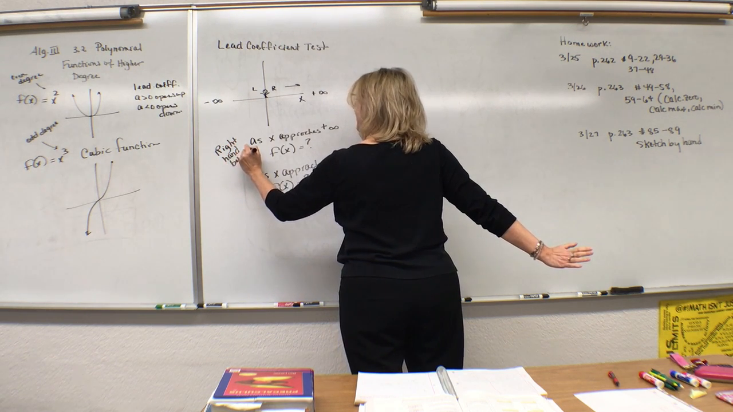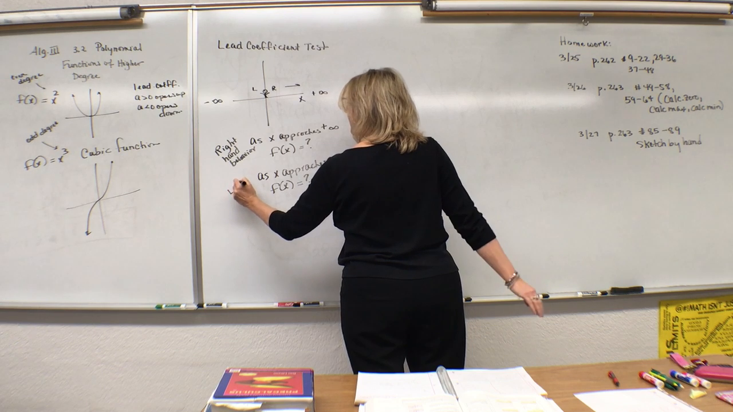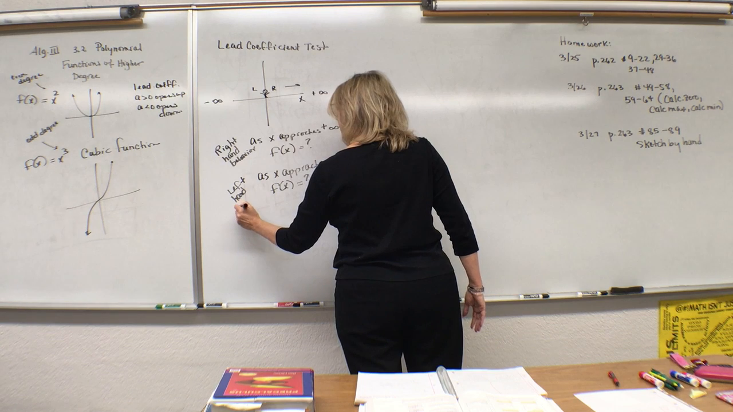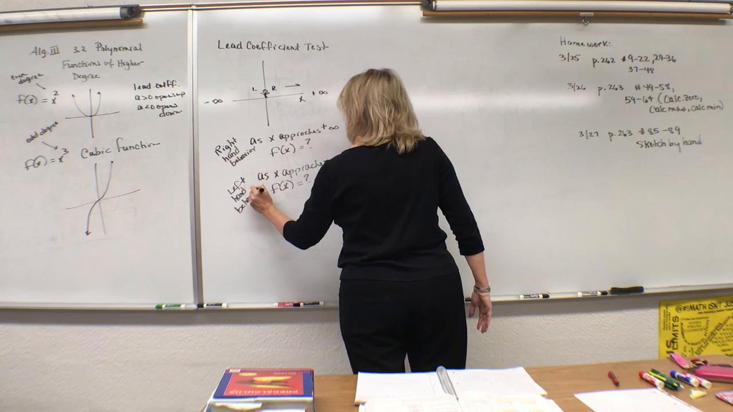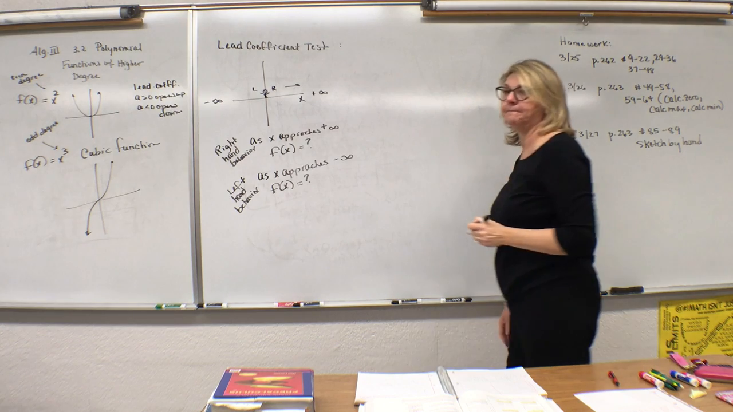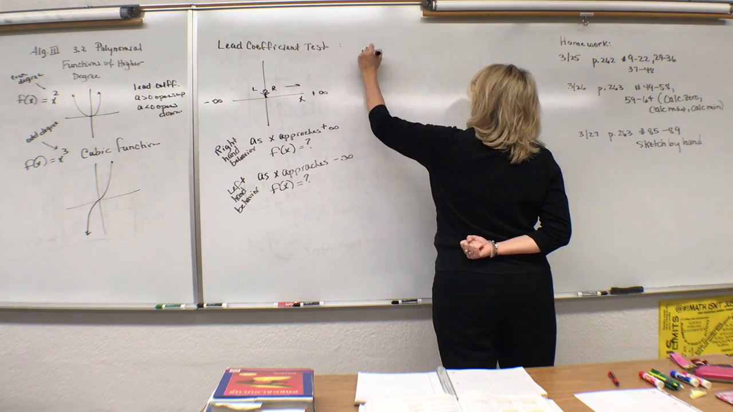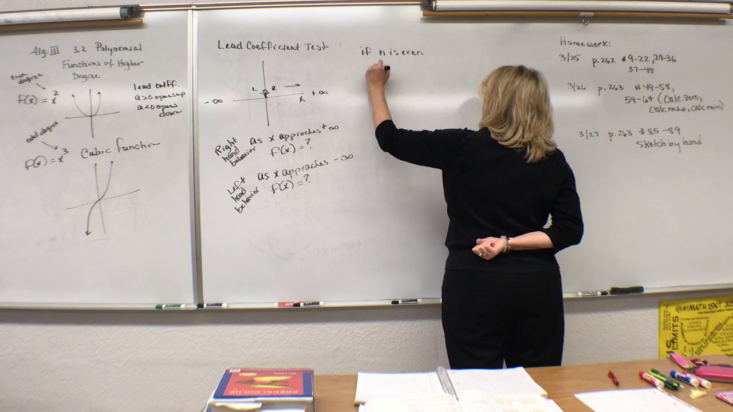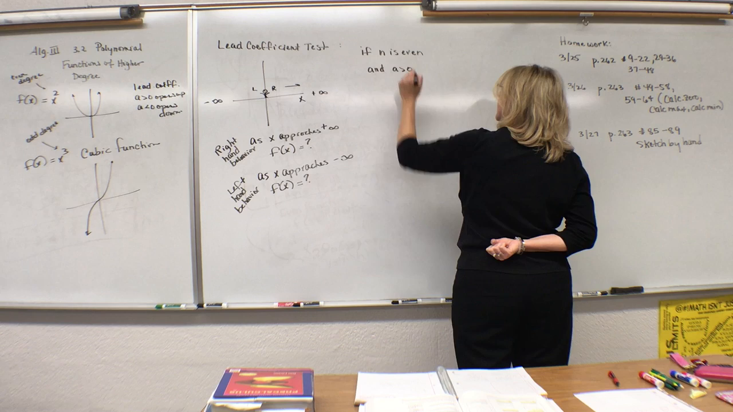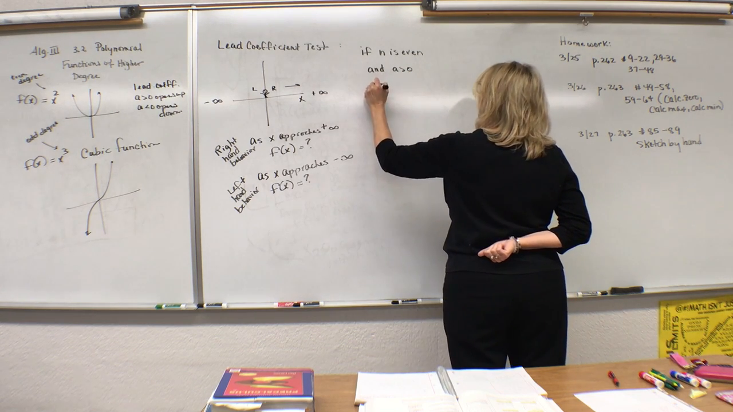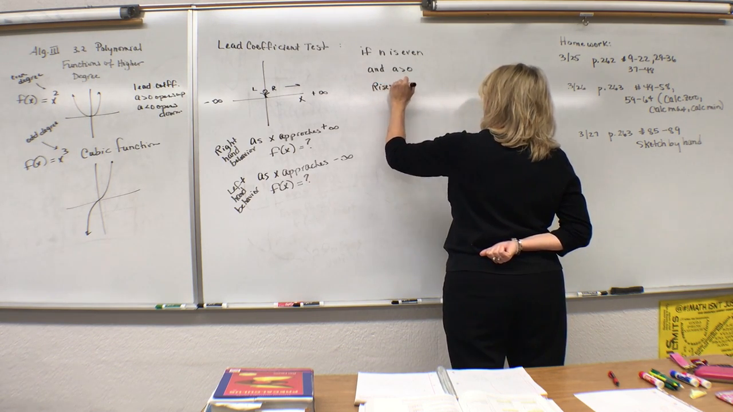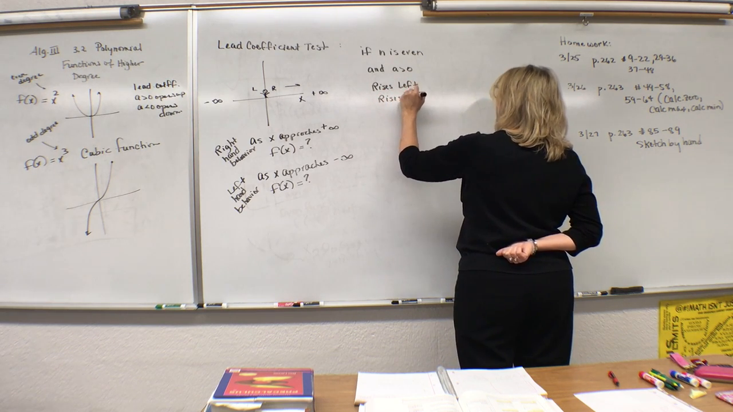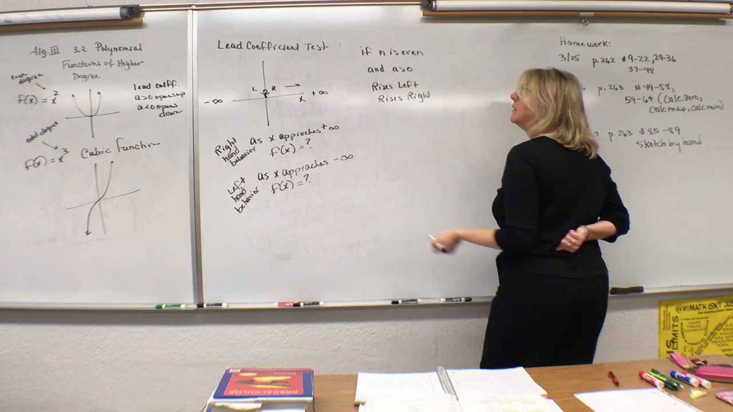And as x is approaching negative infinity, we call that the left-hand behavior. And so we have some rules in the lead coefficient test. And it goes like this. If n is even and a is greater than 0, we say rises left, rises right. I want you to think about that parent function.